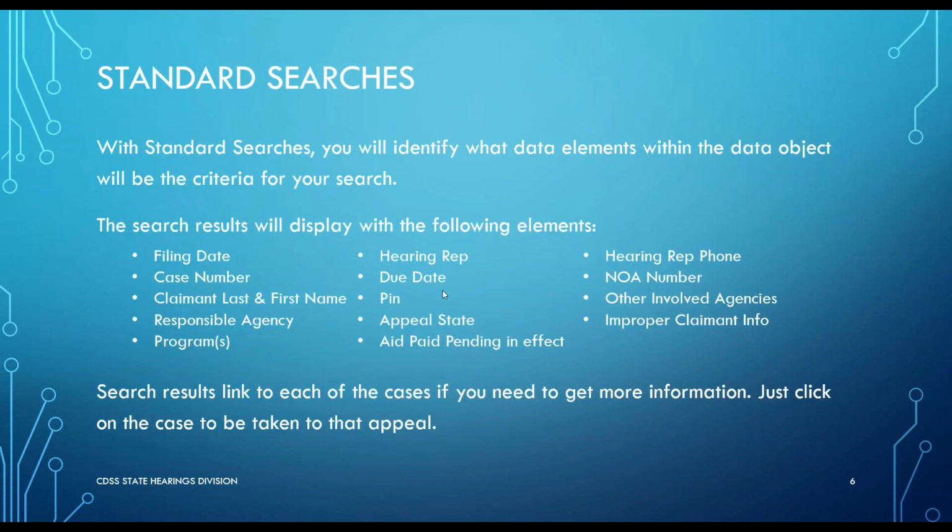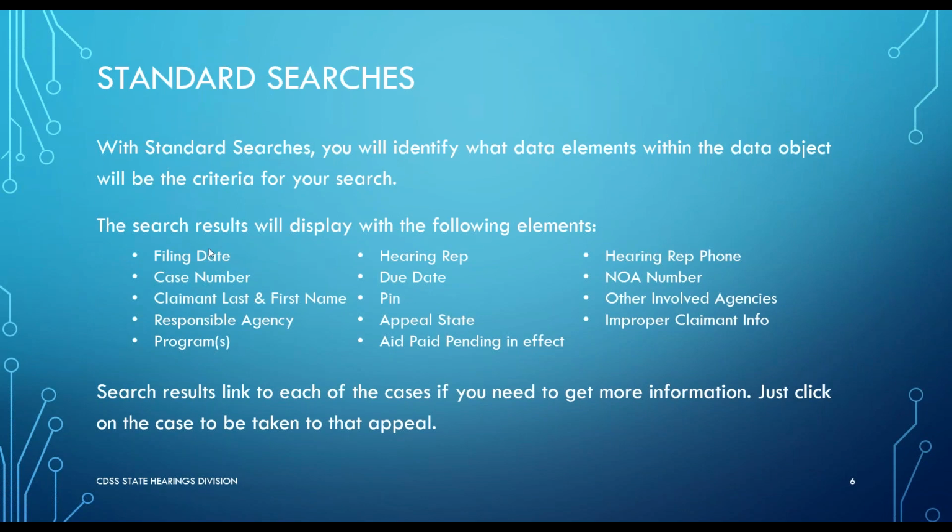So in standard searches, you can identify what data elements within that object that you want to search for. So the search results will display the following elements. Every time you do a standard search, this is the information that's going to get returned to you. You're going to get the filing date for that appeal, for the cases that match your search criteria. And I will be doing a demo of this later, so you'll see exactly what I mean by this.